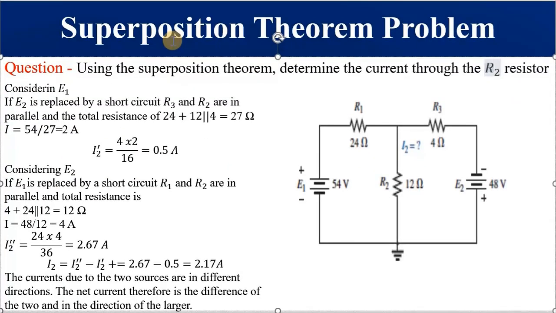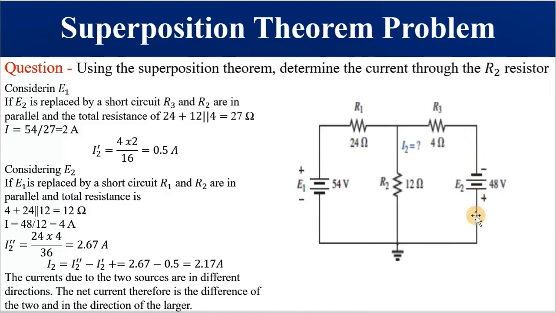Another analysis of a circuit using the superposition theorem. This time we are being asked to find the current through R2, and we are going to consider the effect of each source alone. And we will start with E1. And what do we do to E2? We replace it with a short circuit.